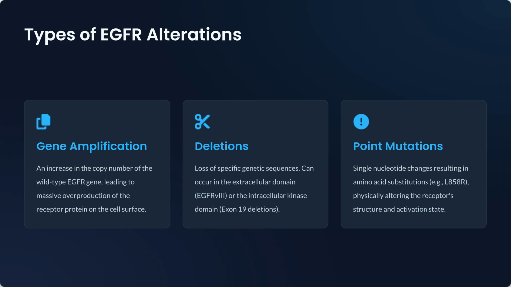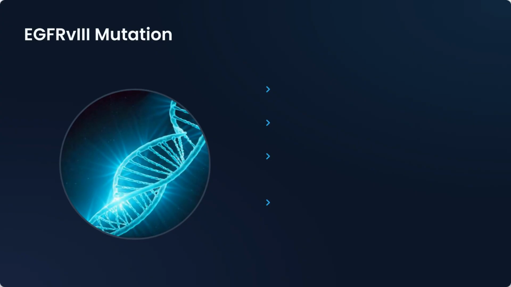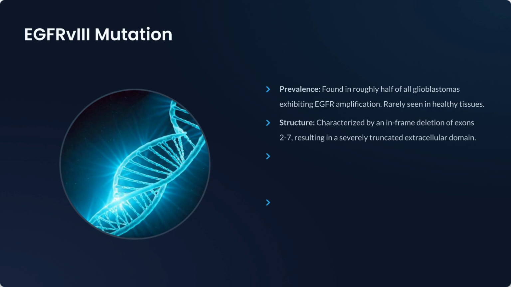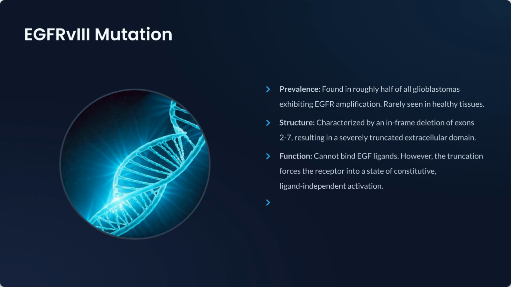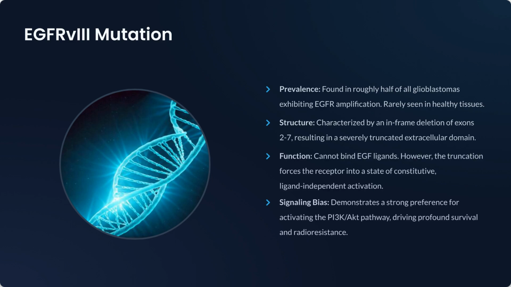EGFR alterations include gene amplification, deletions, and point mutations. These structural changes affect the receptor's function, activation state, and responsiveness to therapy. The EGFR VIII mutation, common in glioblastoma, involves a deletion that prevents EGF binding but forces the receptor into constitutive, ligand-independent activation, driving tumor survival.